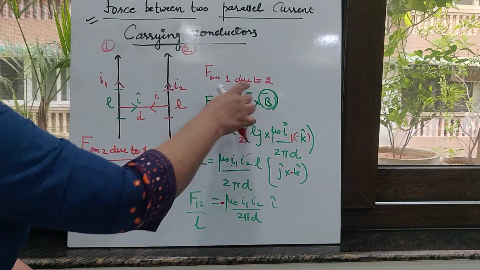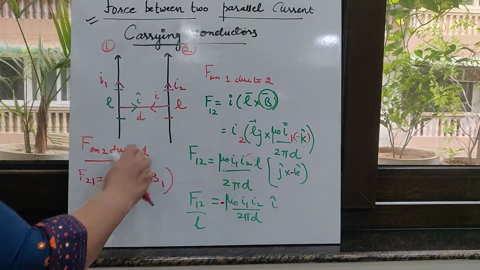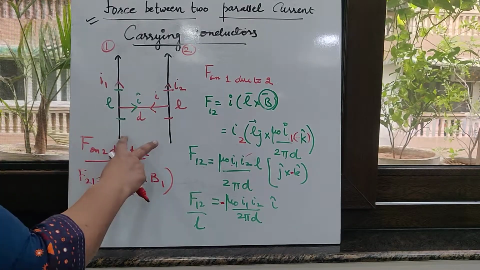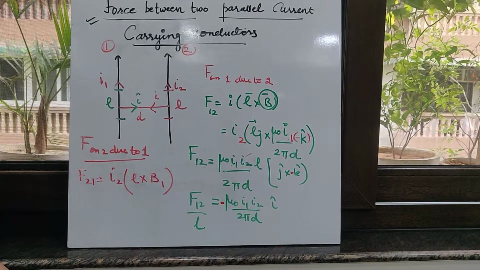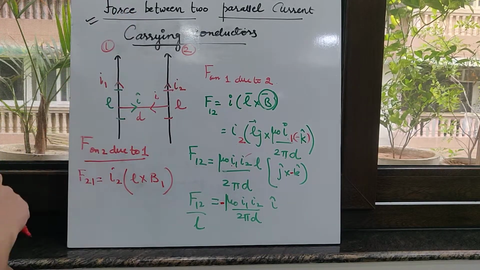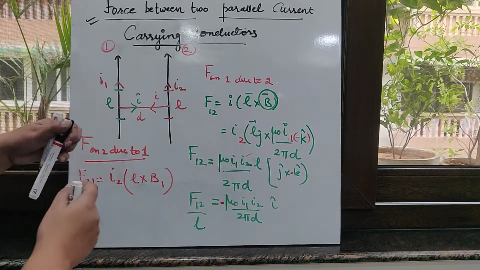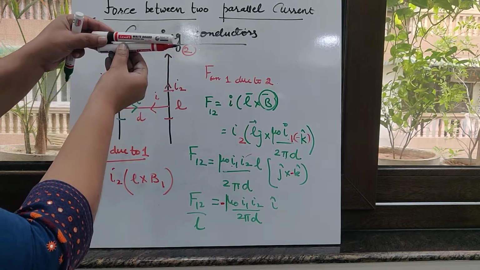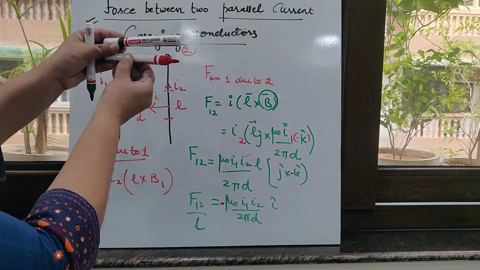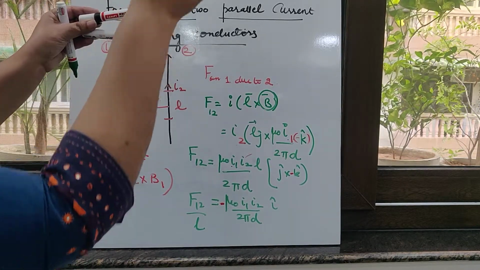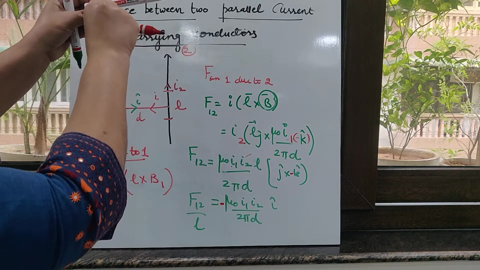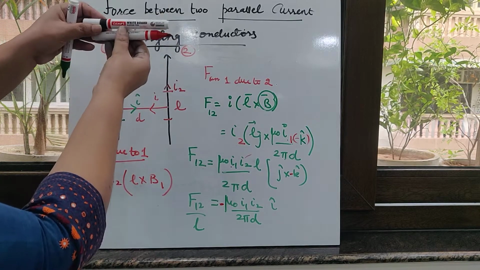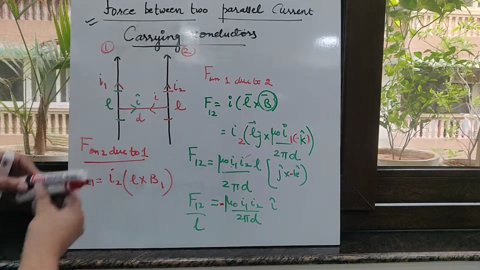So force on 1 due to 2 was in this direction, force on 2 due to 1 is in this direction. So both the conductors are attracting each other. So if the current flows in the same direction between two current carrying conductors, then they will attract each other, right? And that is why if there are two wires which are going parallel to each other, and suppose a high amount of current is flowing through them, then they will start attracting. And that is why you might have seen that in the cables on the road side, we have to put something between the two current carrying wires so that they may not collapse or collide with each other.